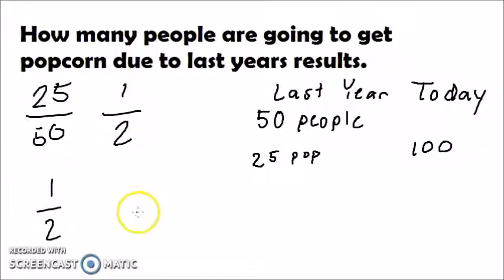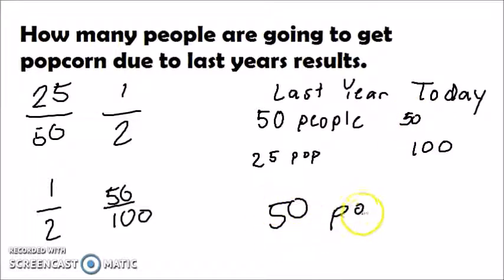multiply 1/2 and 100. So 100 times 1 is 100. 100 divided by 2 is 50, which means 50 people will be getting popcorn. So 50 popcorn will be sold. That's it.